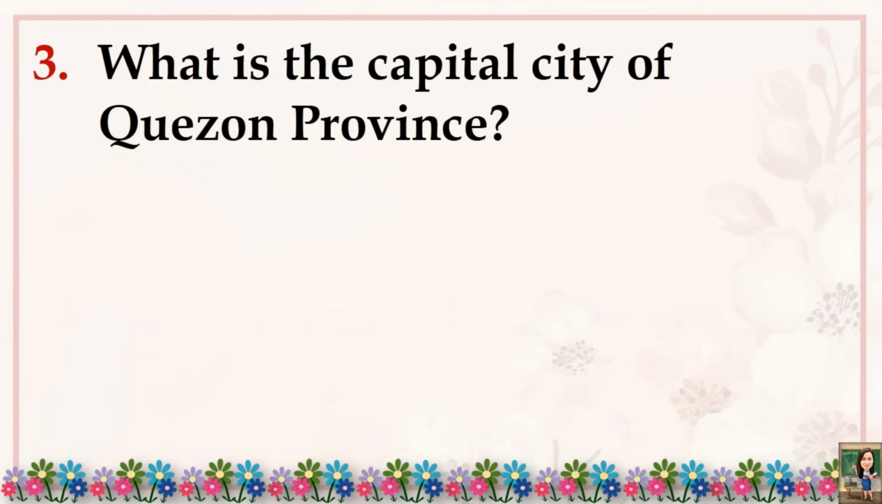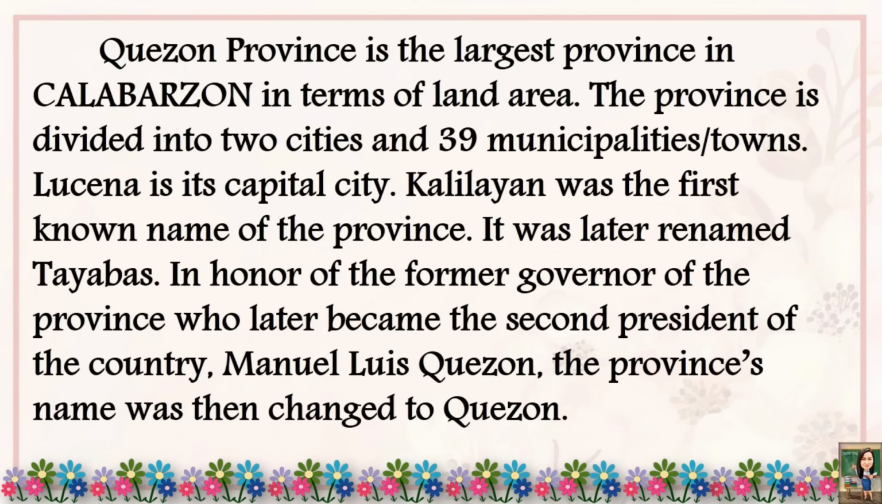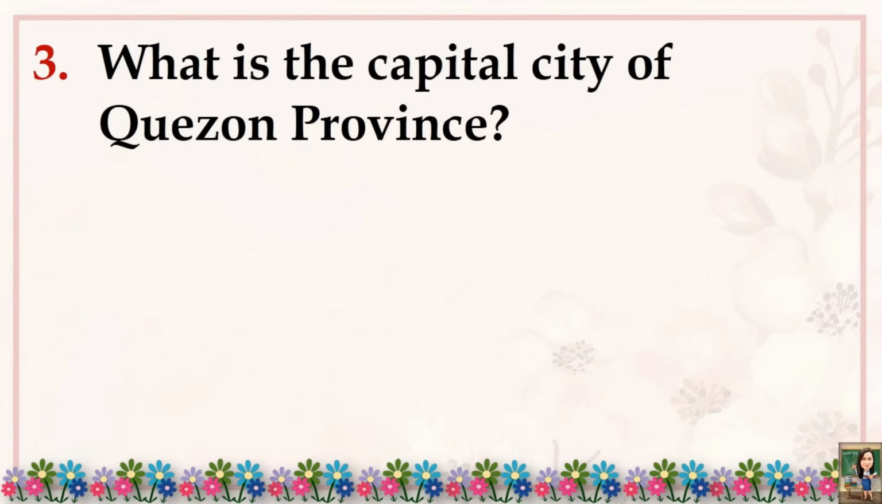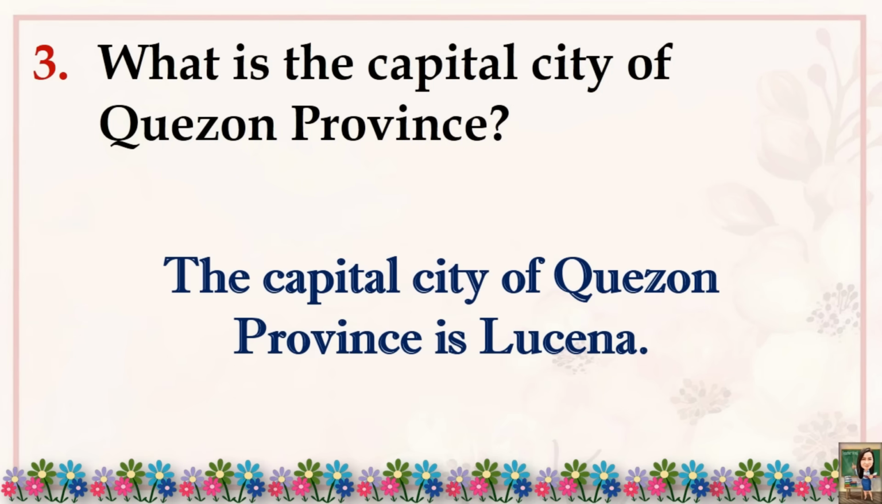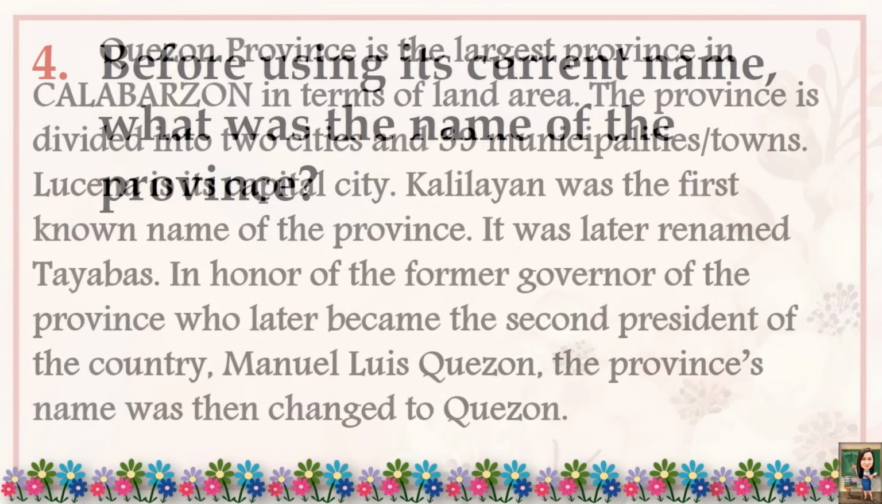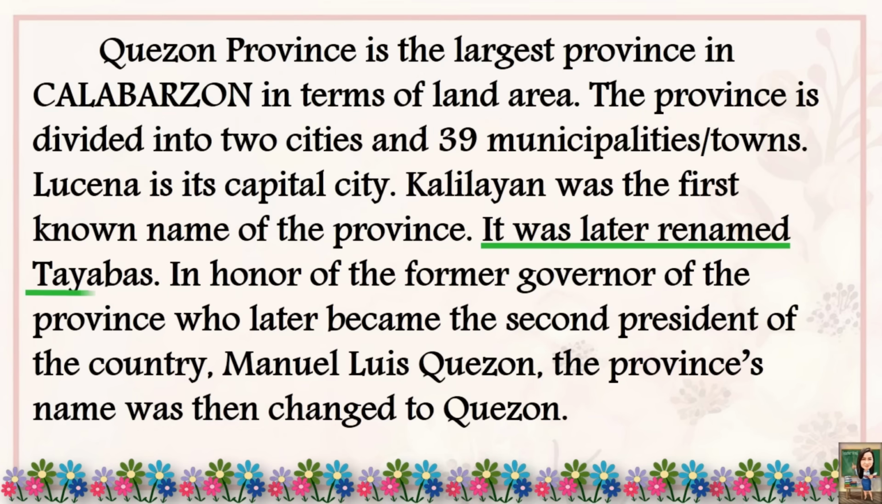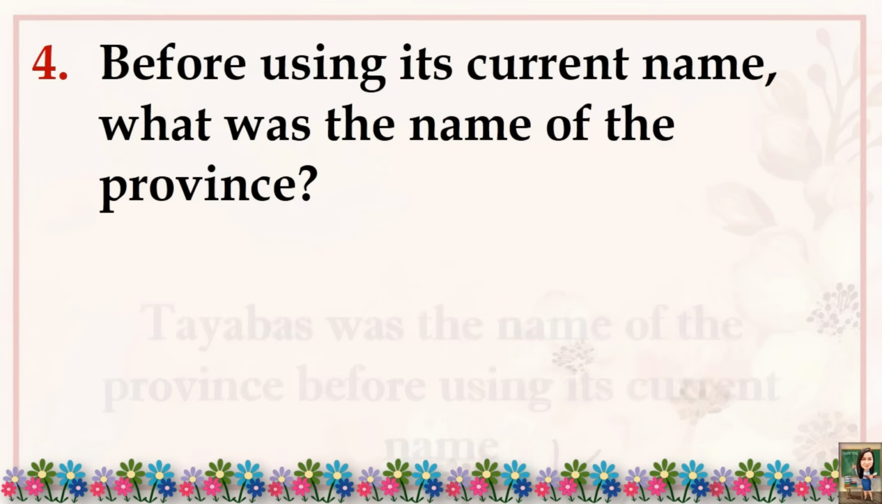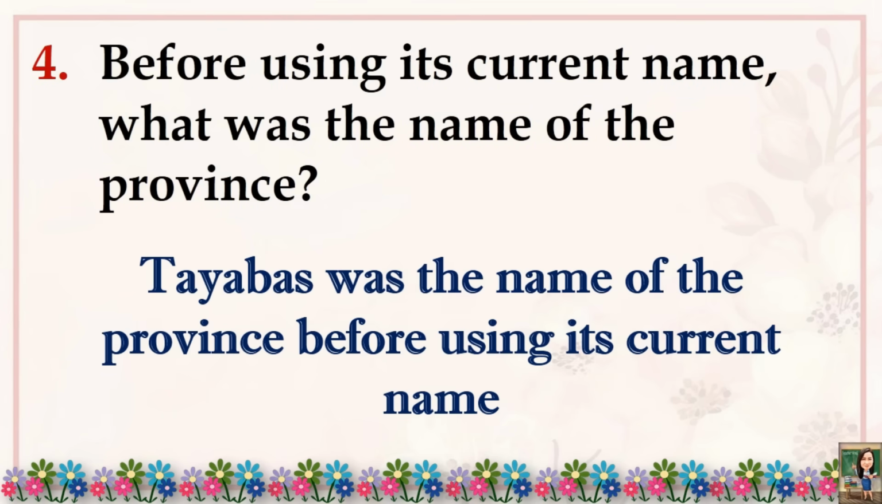Number 3. What is the capital city of Quezon province? Let's go back to the selection. Lucena is its capital city. So the answer to this question is: the capital city of Quezon province is Lucena. Number 4. Before using its current name, what was the name of the province? Let's go back to the selection. It was later renamed Tayabas. So the answer is: Tayabas was the name of the province before using its current name.